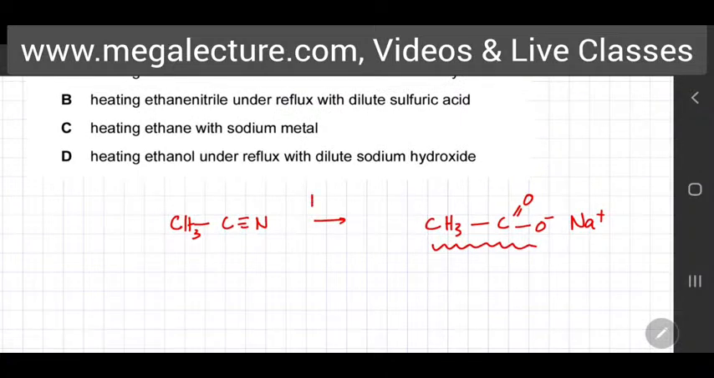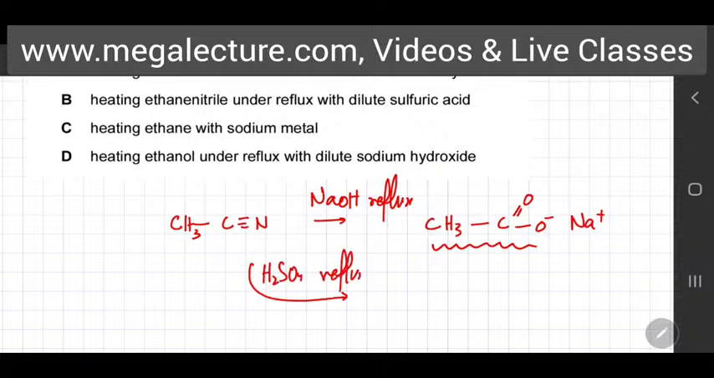So this is NaOH and reflux. In acid hydrolysis, something similar would happen, but it won't give us salt. It won't because in acid hydrolysis, the carboxylic acid formed will not react with the acid. It will just be carboxylic acid. So it's not going to give you an anion. So with sulfuric acid, you're going to get a carboxylic acid, but not the salt or not the anion.